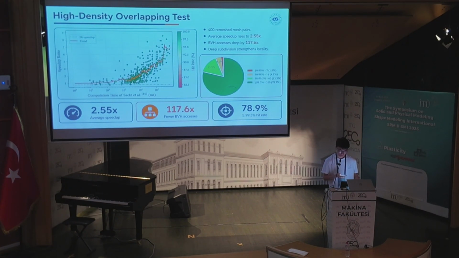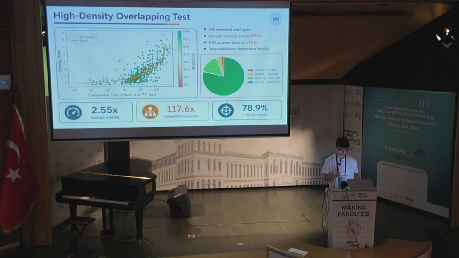The average speed up increases to 2.55 times. Image access dropped by 170.6 times. Also, 78.9 model repeats, and the time of image access is reduced by 99.5%. This shows that deeper subdivision can make spatial locality stronger.